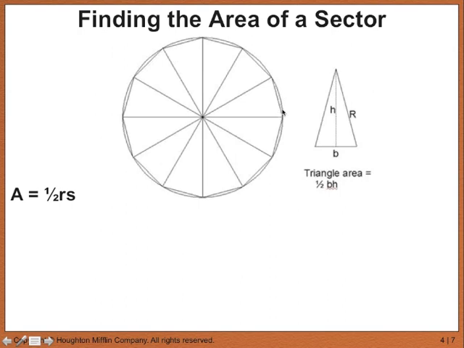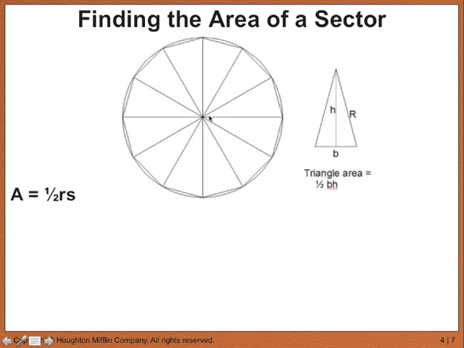So basically, as the number of triangles approaches infinity, B approaches S. Also, as the number of triangles approaches infinity, this side of the isosceles triangle, which is R, approaches the height of the triangle, and I'm now tracing that out with my mouse arrow.